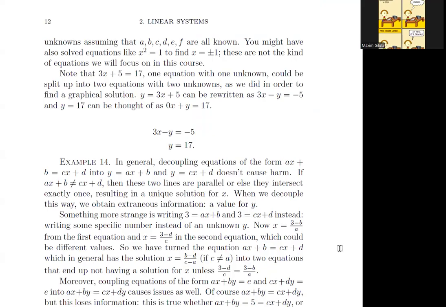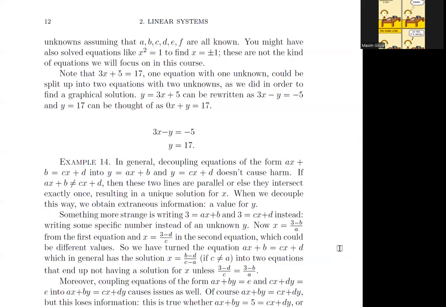You might have solved equations like x squared is 1, where you take a square root on both sides to get x is plus or minus 1. And that's not the kind of equation we'll focus on. That's not a linear equation, even though that is a valid equation to consider and learn how to solve. And it's important to learn how to solve that too.